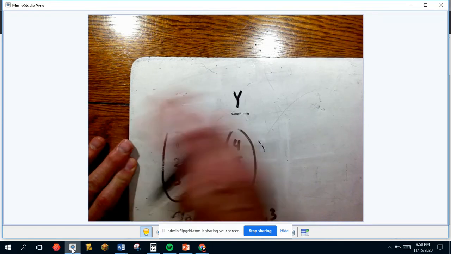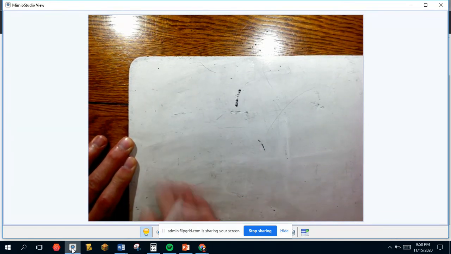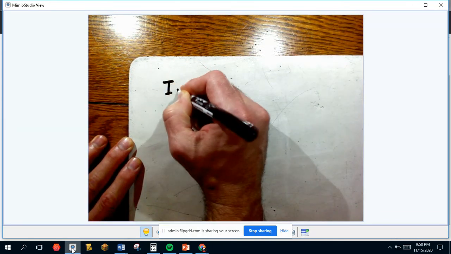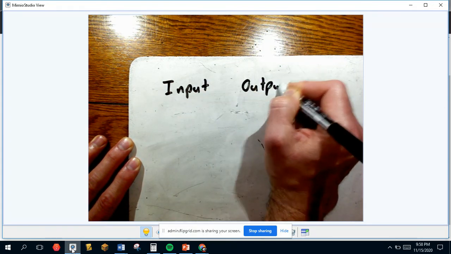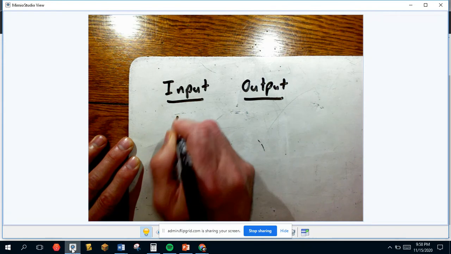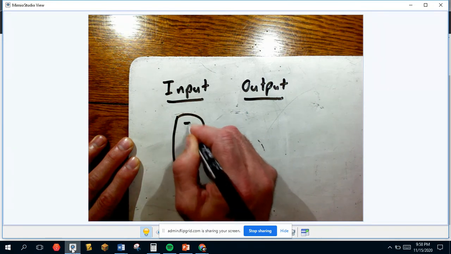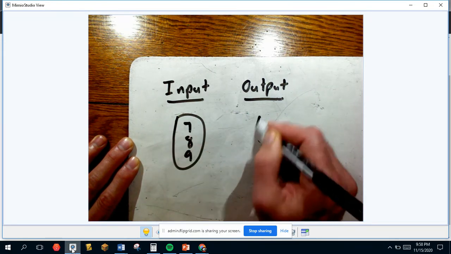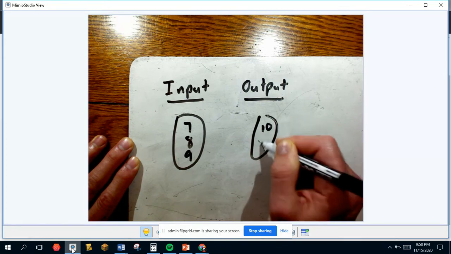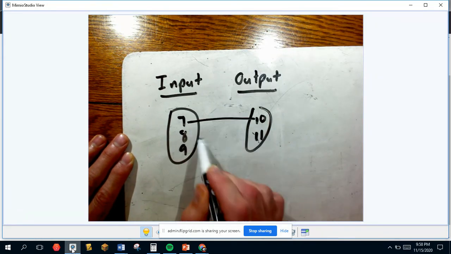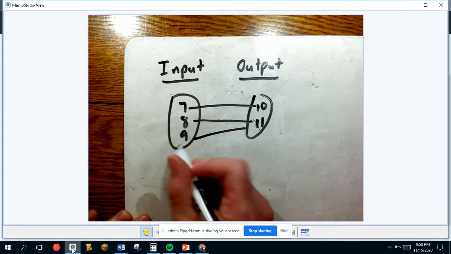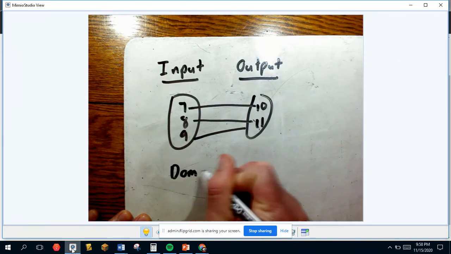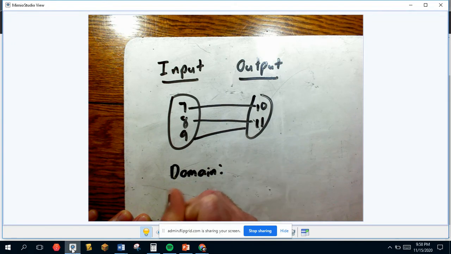As a second example, draw a new diagram. This time we call it input and output. All right, we'll go 7, 8, 9, 10, 11. It looks like this. 7 goes with 10 and 8, 9 each go with 11. That's your domain and your range.